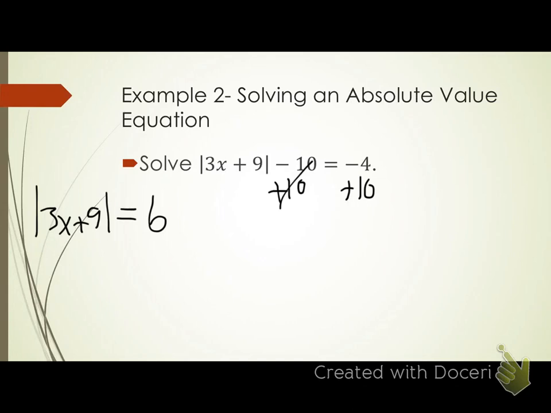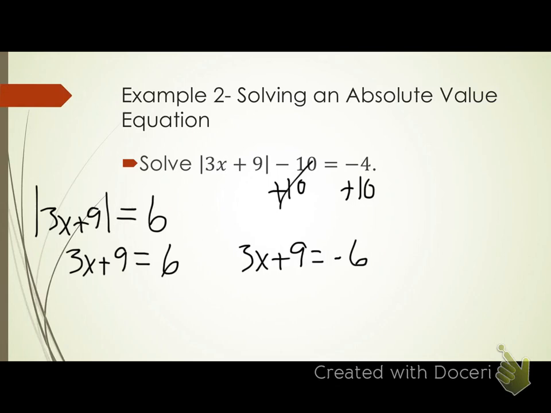Now I can start looking at my C value. What is my C value in this case now? 6. Is that greater than or equal to 0 or less than 0? Greater than or equal to 0. If it's greater than or equal to 0, I can now set up those two equations. Does that make sense? So what's my first equation going to look like here? 3x plus 9 equals 6. The exact same as my original, just without the absolute value bars. My second equation, what's that going to look like? 3x plus 9 equals negative 6. The exact same, making my C value negative though.